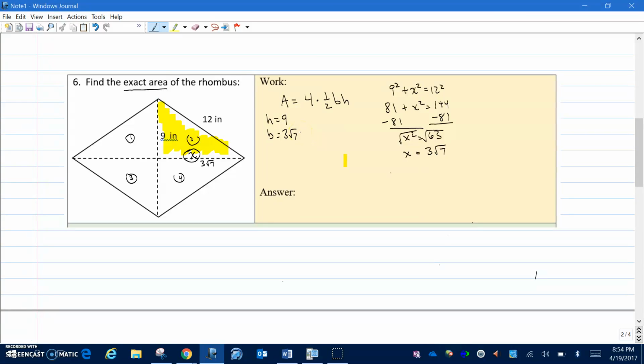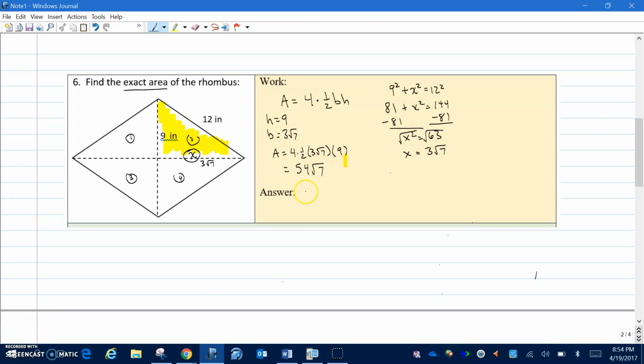And at this point, I have everything I need for that area formula. So area equals 4 times 1/2 times our base, which is 3 root 7, times our height, which is 9. All right, I'm going to clean this up a little bit. I've got 4 times 1/2, which is going to be 2. Right, 2 times 3, which is going to be 6, and then 6 times 9, which is going to be 54. So we have 54 root 7.